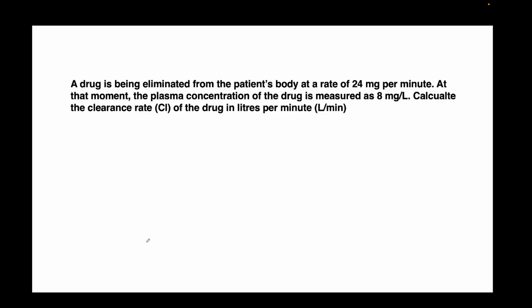A drug is being eliminated from the patient's body at a rate of 24 mg per minute. At that moment, the plasma concentration of the drug is measured as 8 mg per liter. Calculate the clearance rate of the drug in liters per minute. 3 liters per minute. Okay, ma'am, 3 liters.